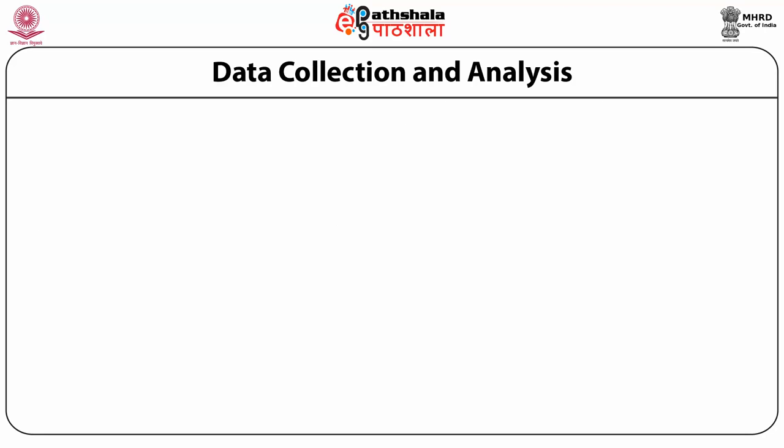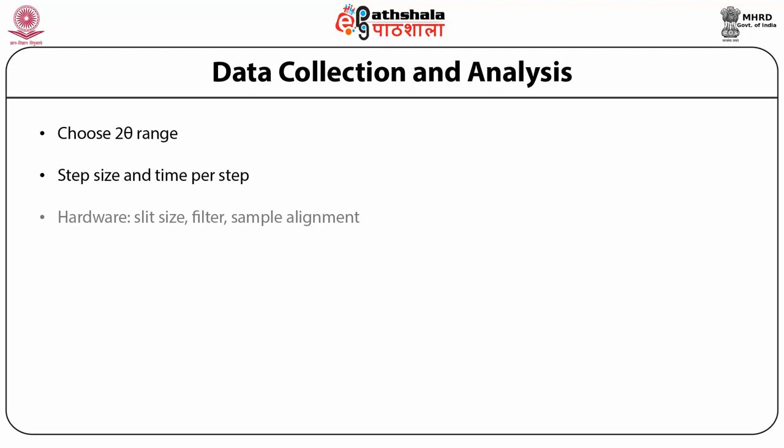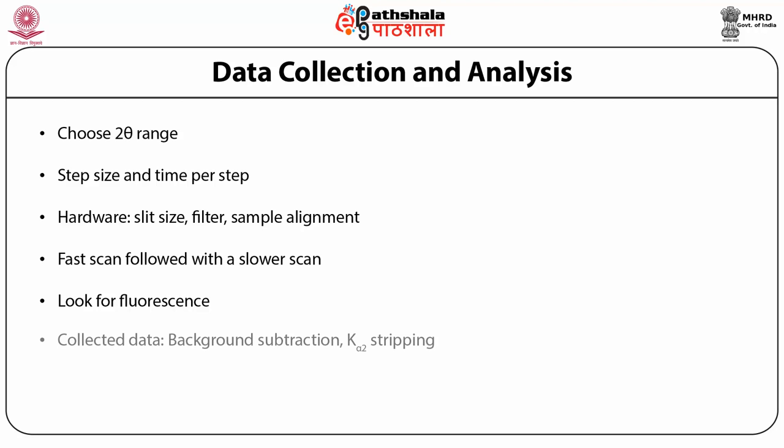Now, we will discuss the steps involved in interpretation of the diffraction data. First of all, the 2 theta range is to be selected in which we need to record the diffraction pattern. Then, step size and time per step are to be selected. Then a hardware test is done, which involves slit size, filter, and sample alignment. Once the hardware test report is okay, then a fast scan is followed by a slower scan. Then we look for fluorescence. After the data is collected, the normalized data is used for comparison.